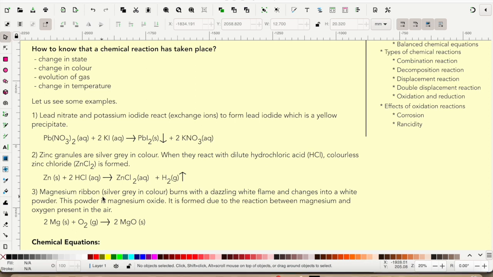Magnesium ribbon, which is silver gray in color, burns with a dazzling white flame and changes into a white powder. This powder is called magnesium oxide. It is formed due to the reaction between magnesium and oxygen present in the air. In this chemical reaction, you see the change in color.